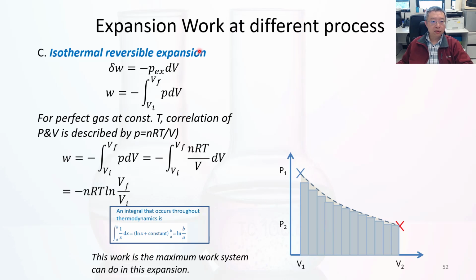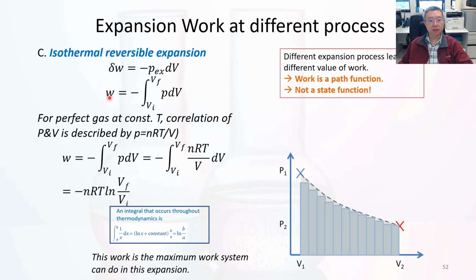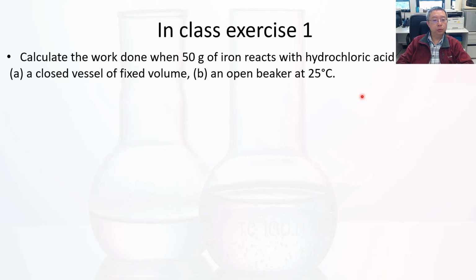Okay, within these three different processes, I mean, free expansion, constant pressure, and isothermal, their final state of the system is the same, but you can see the work can be very different. So which means the work is a path function. It is not a state function. Okay, that is simple.